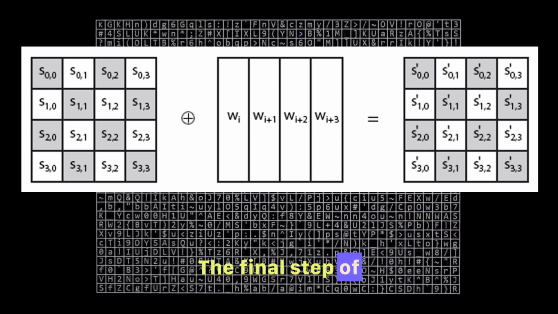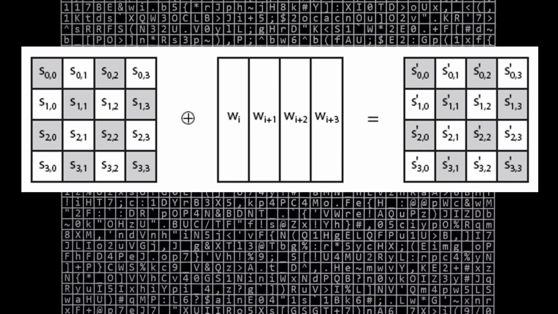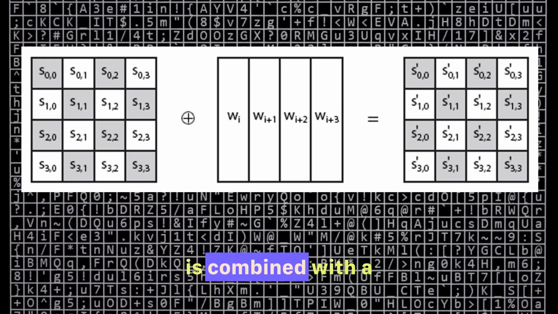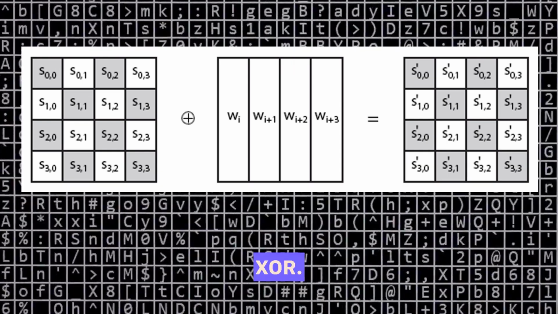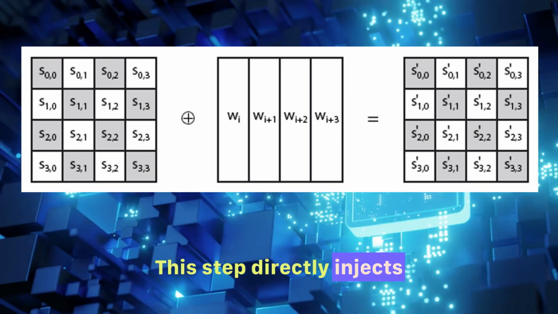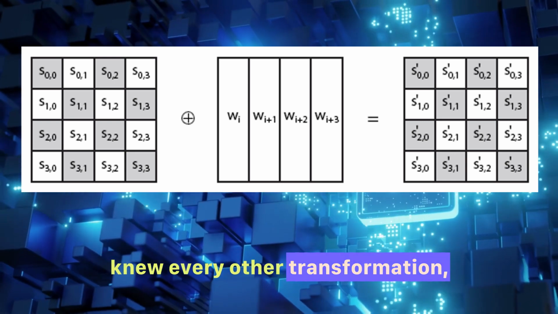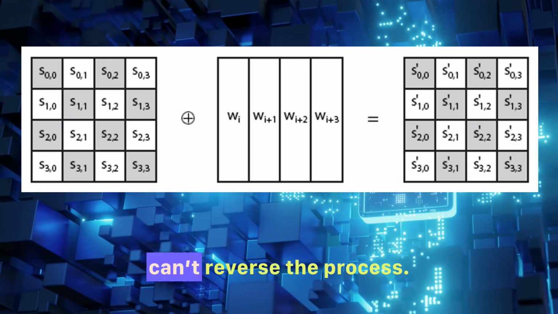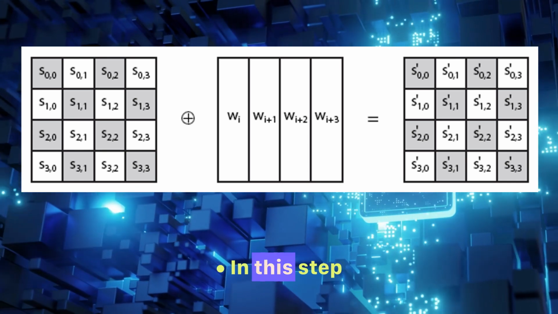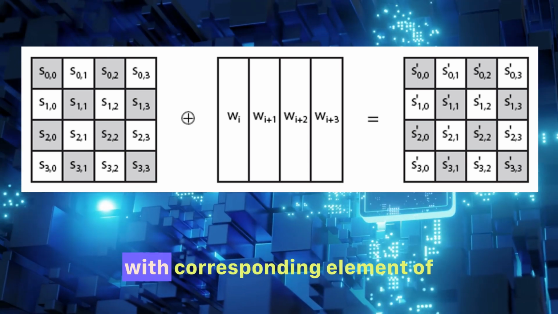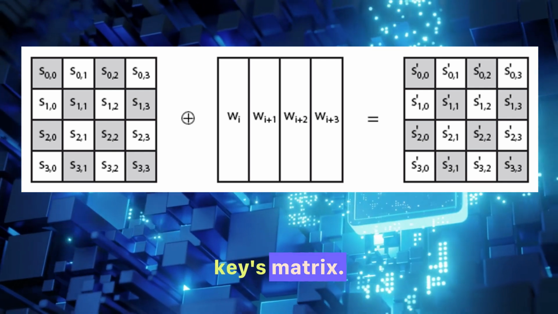The final step of every round is AddRoundKey. Here, the state matrix is combined with a round key using bitwise XOR. This step directly injects the secret key into the data. Even if an attacker knew every other transformation, without this key they can't reverse the process. In this step, each byte is XORed with the corresponding element of the key matrix.